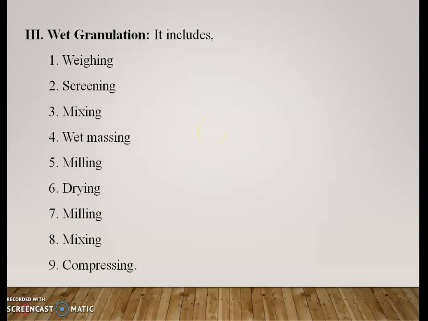The next method is wet granulation. As the name itself indicates, wet means that we are using water or any other solvent for the process of granulation.